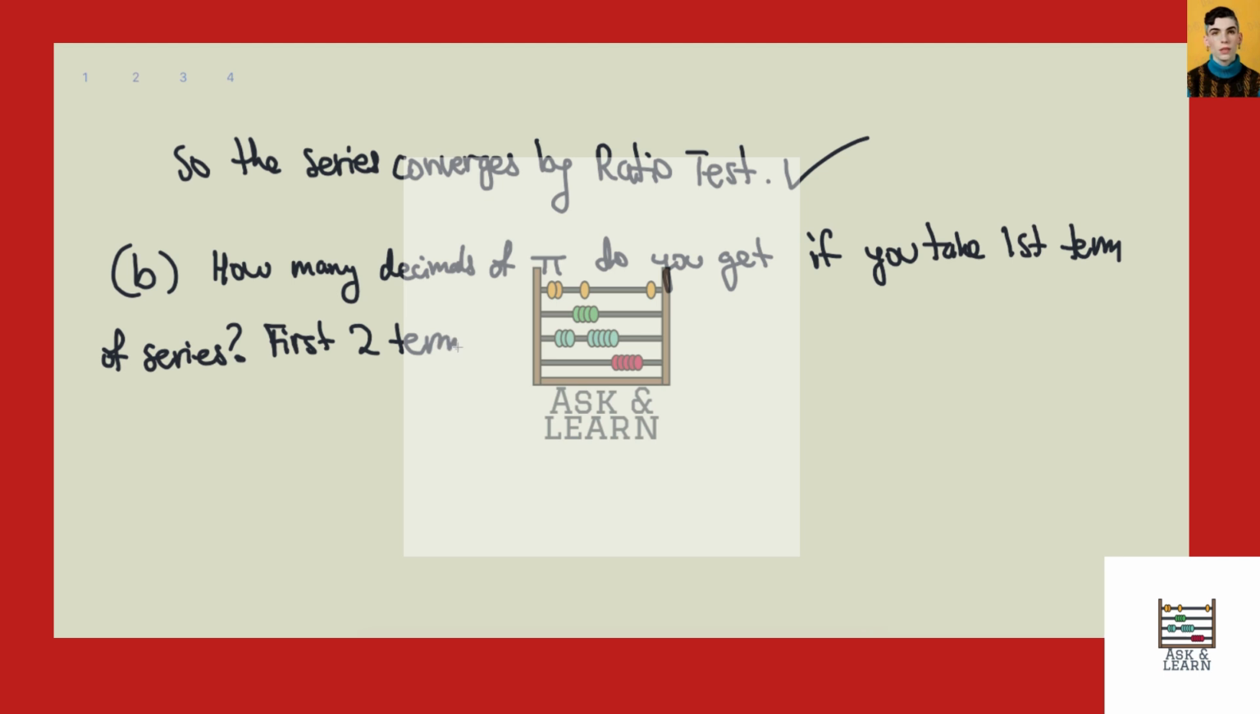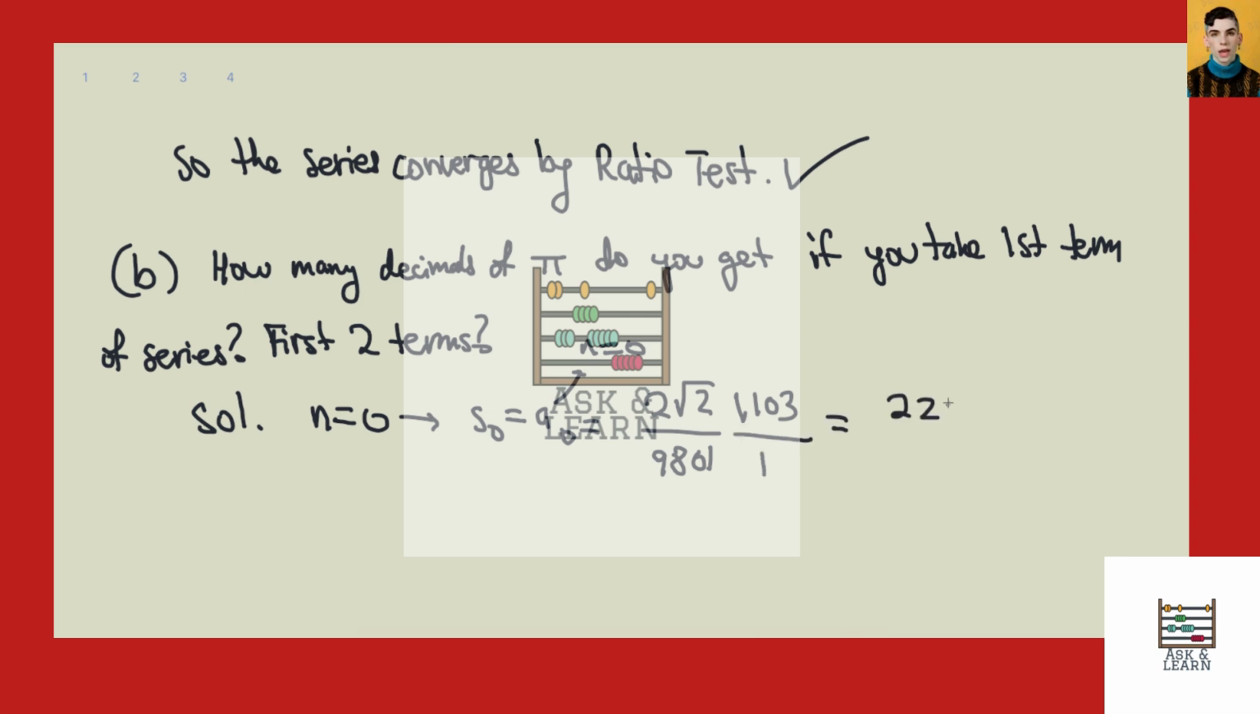So let's go ahead and answer that. If we take n equals 0 corresponding to the first term here, this would just be the 0 partial sum, which is just the first term. And we just go to our formula for a_n and plug in n equals 0, and you're just left with this fraction, which is 2206 root 2 over 9801.